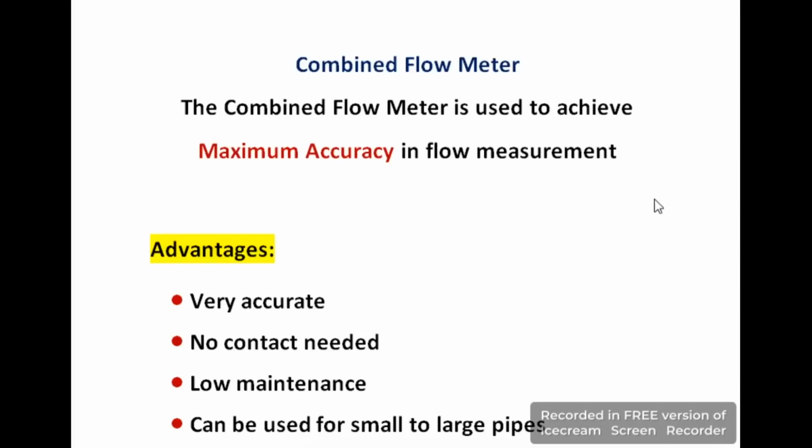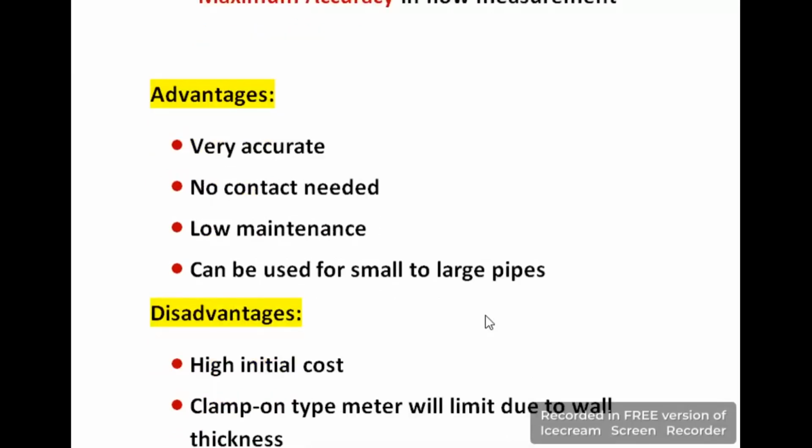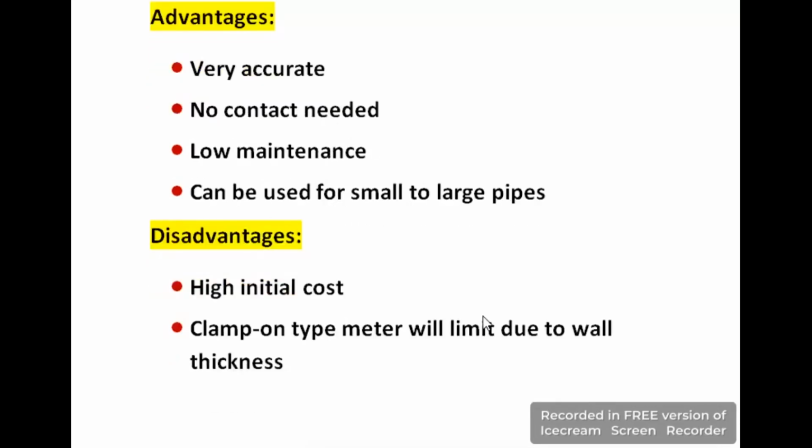Combined flow meters. These flow meters are used where maximum accuracy is required. Advantages of these flow meters: the first one is very accurate measurement, the second is no contact needed, the third one is low maintenance, and the fourth one is that they can be used for small to large pipes. According to disadvantages, they have a high initial cost, and the second one is that the clamp-on type meter is limited by the wall thickness of the pipe.